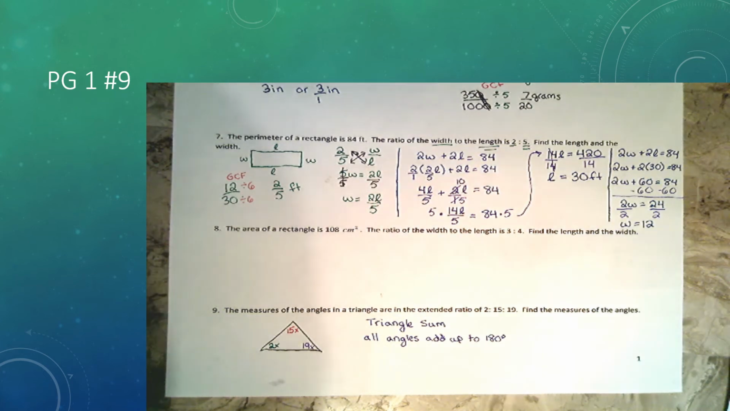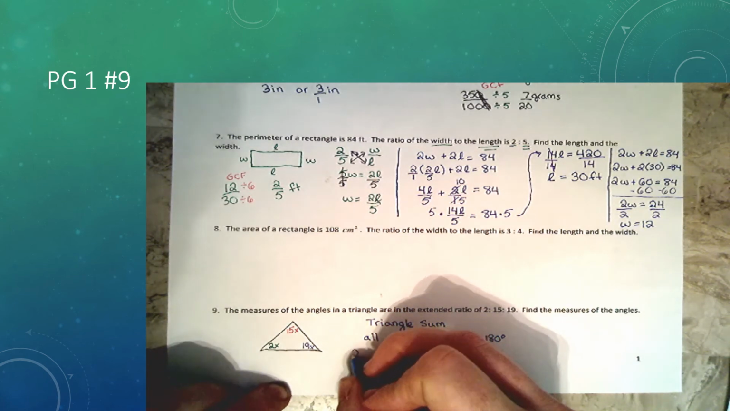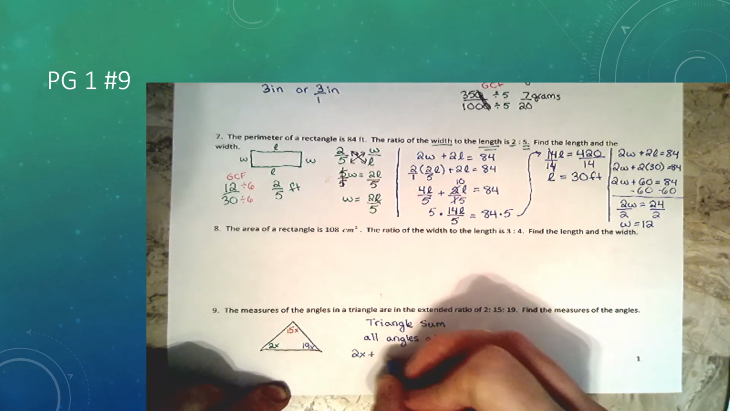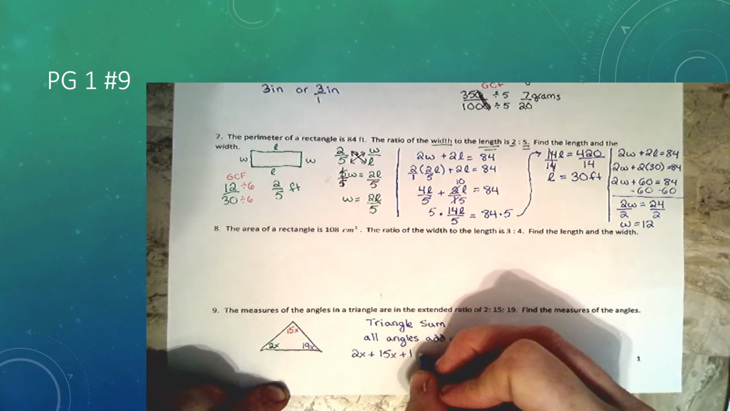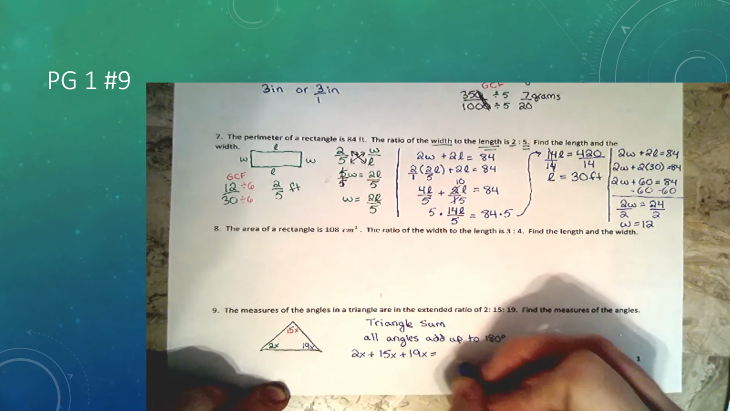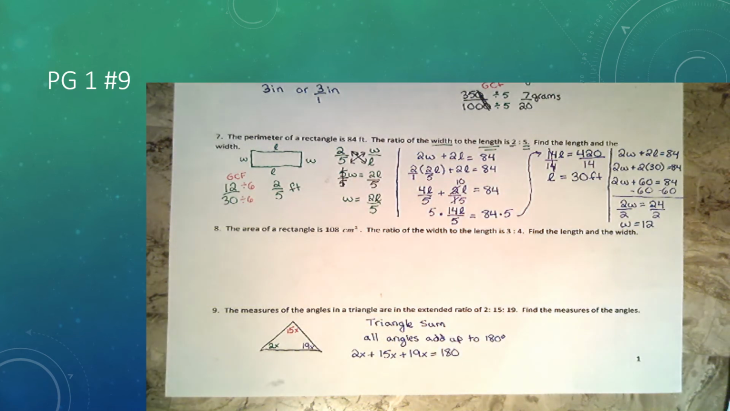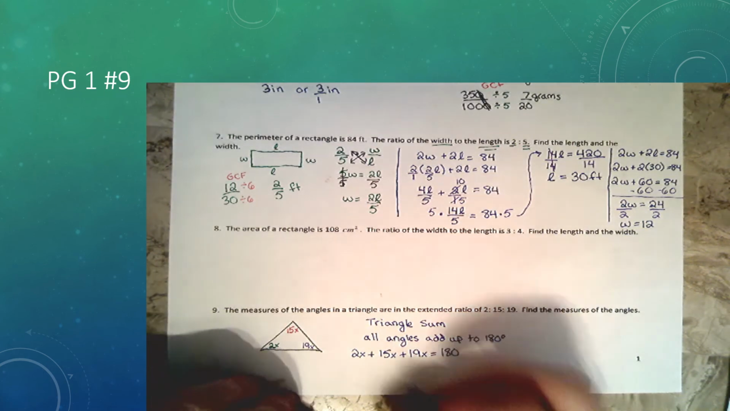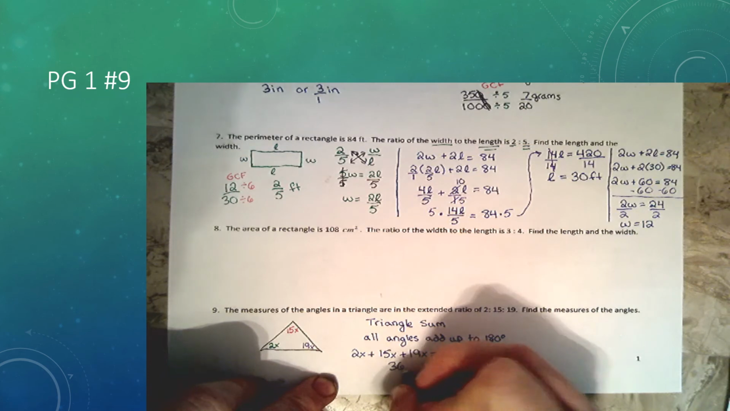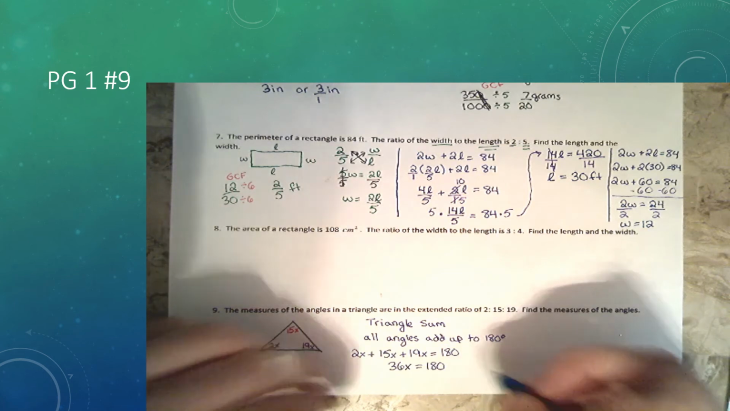So in this case, we would have 2x plus 15x plus 19x equals 180. Now we just have to combine our like terms. So 2x plus 15x plus 19x is equal to 36x, and that's all equal to 180.